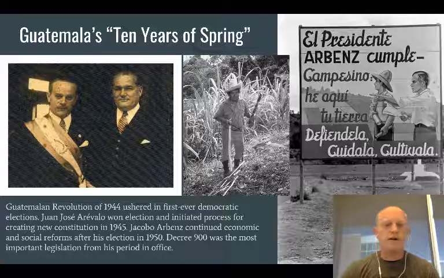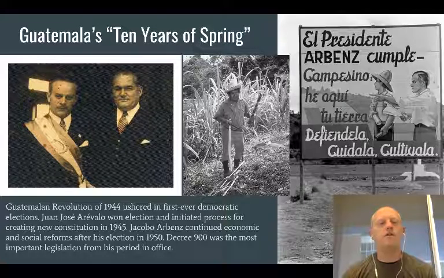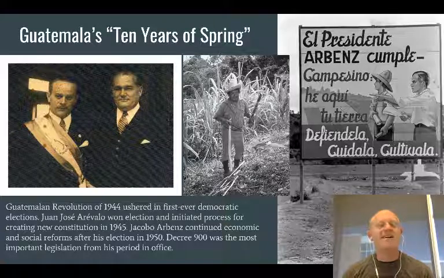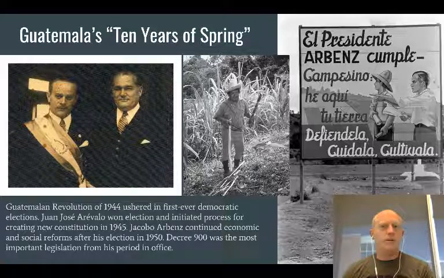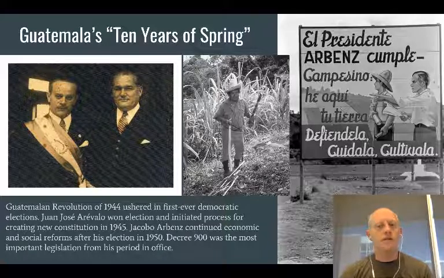His successor was one of the people who was very active in the military during the Guatemalan Revolution. His name was Jacobo Arbenz. He won election in 1950, and so this was the first ever peaceful transition of power in Guatemala as well. And he continued to build on a lot of Arevalo's initiatives. His most controversial and most famous initiative was Decree 900.